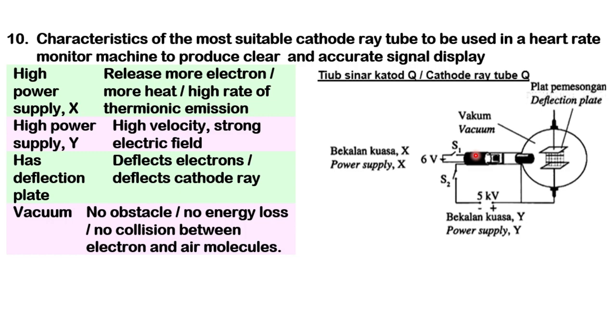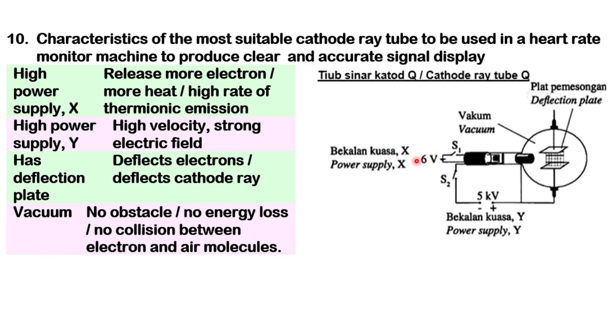Okay, so we have another example of a question. This question asks you the characteristic of the most suitable cathode ray tube to be used in a heart rate monitor machine to produce clear and accurate signal display. In the question you are given four cathode ray tubes, so I will just show you the correct one.